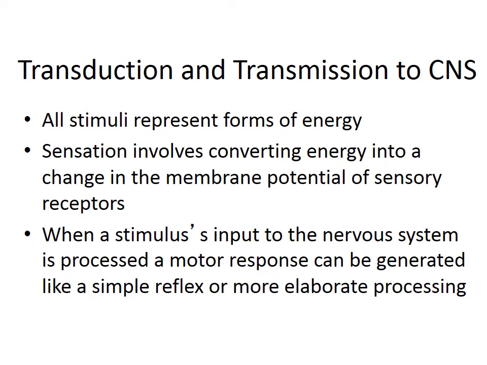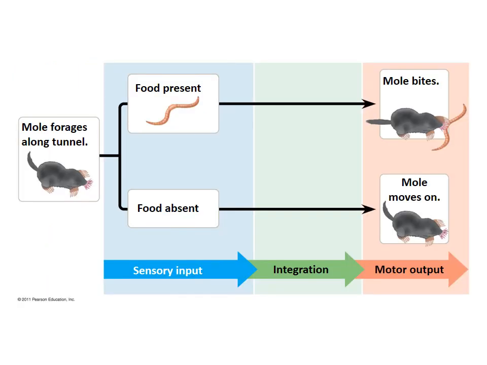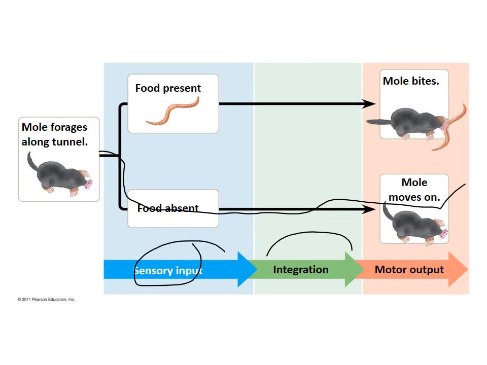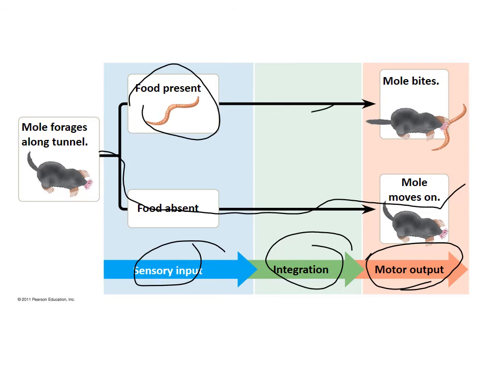So, for instance, here is a mole, and he's looking for food. If he doesn't see food and he's in a tunnel, he's just going to keep on moving on. So he gets a sensory input, no food, integrates that message, and he says, okay, fine. And the motor response is keep moving. But if he does see food, so that's the sensory input, he understands that. He integrates that, and he says, must eat it. So then instead of moving on, he actually bites it.